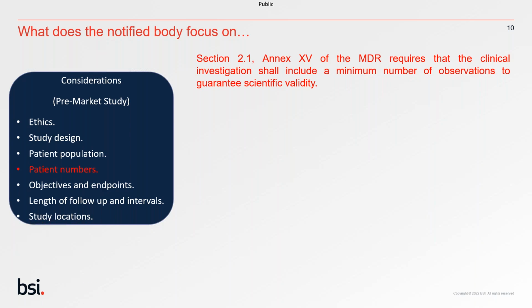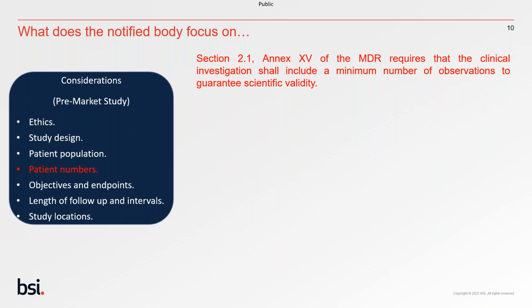The next area we're going to look at is patient numbers. I think one of the most common questions we get as a notified body is, how many patients are you looking for in a study? In our post-market clinical follow-up study, what is the notified body looking for? Well, it's not about what we are looking for. It's about what you should think is appropriate in terms of your statistical analysis plan, and what has been proven through that statistical calculation is going to give you a validated result.